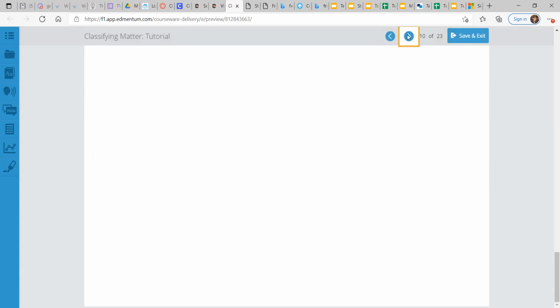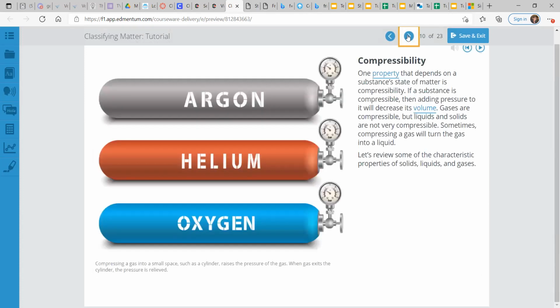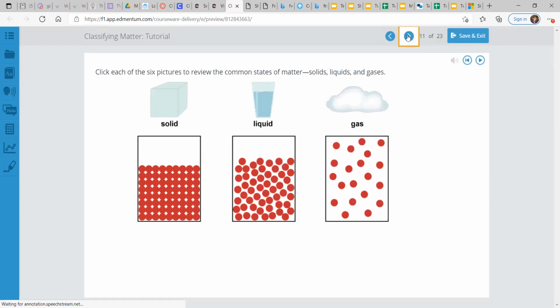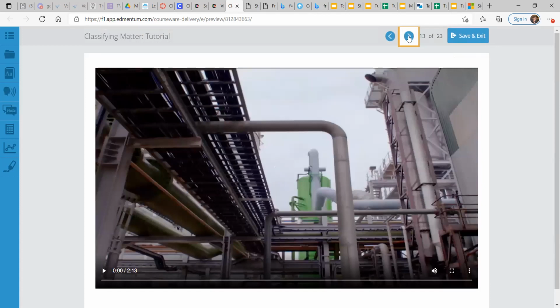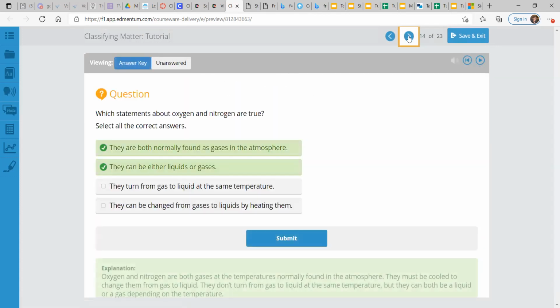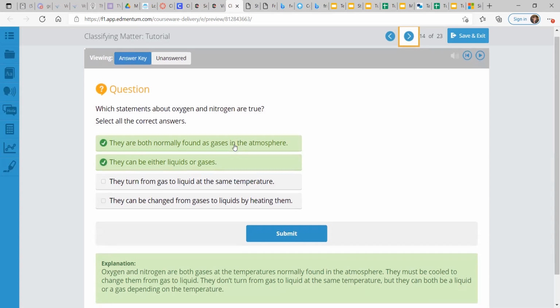All right. So that's the lesson activity for that section. We're still talking about states of matter, solids, liquids, gases, changes in state. A video. Oxygen and nitrogen, both normally found as gases in the atmosphere, can be either liquids or gases.